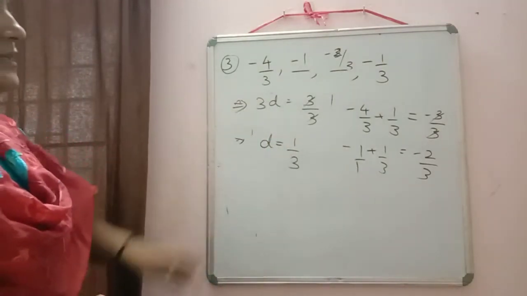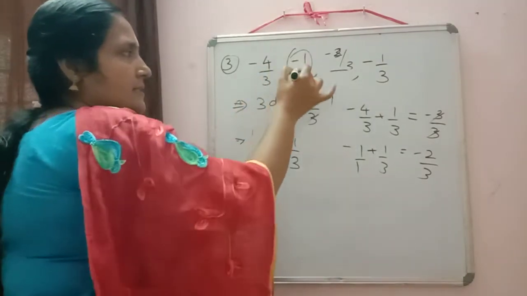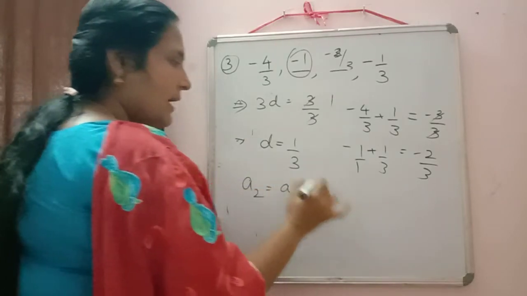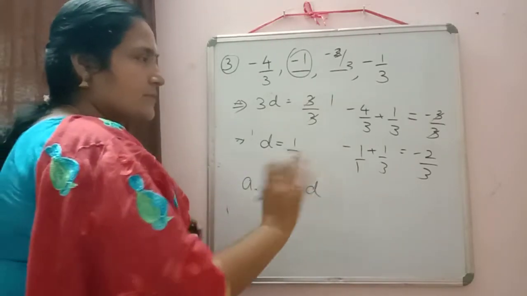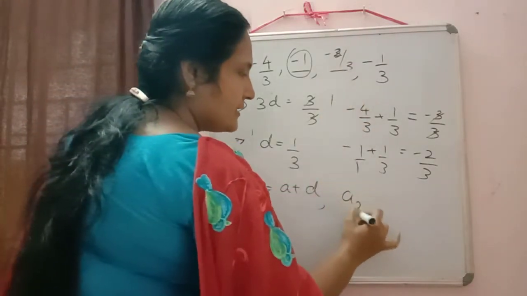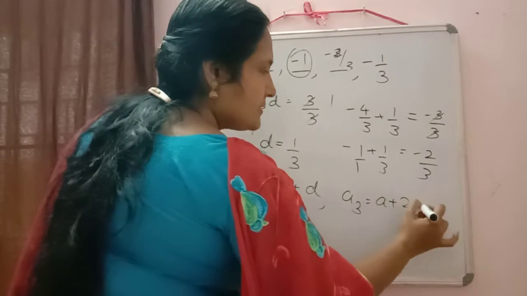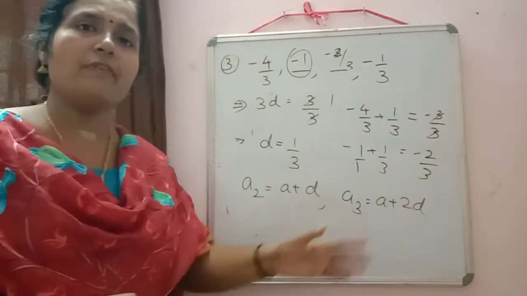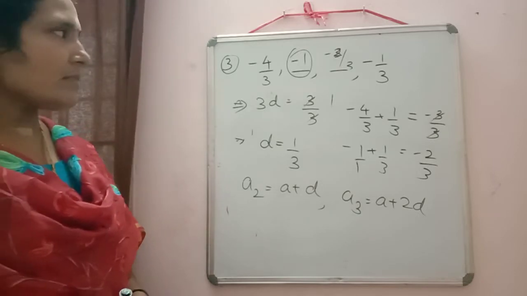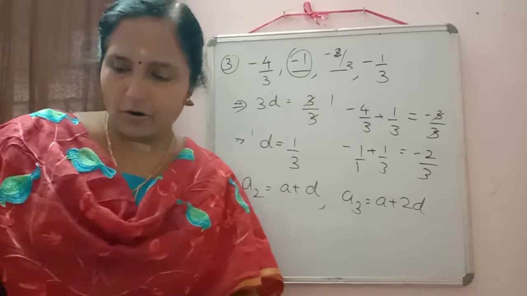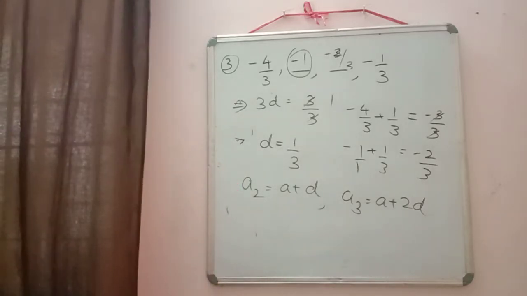If you don't want to do it this way, to get this term, the second term, a2 is equal to a plus d. Then you can substitute the values of a and d here. Similarly, a3 is equal to a plus 2d, and to get a3, substitute the values of a and d. So I hope this type of question is clear to you. Okay, now moving on to the next set of questions.